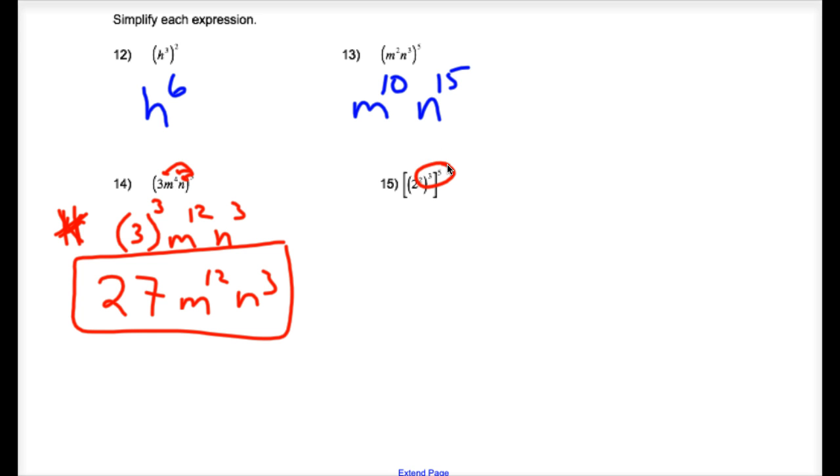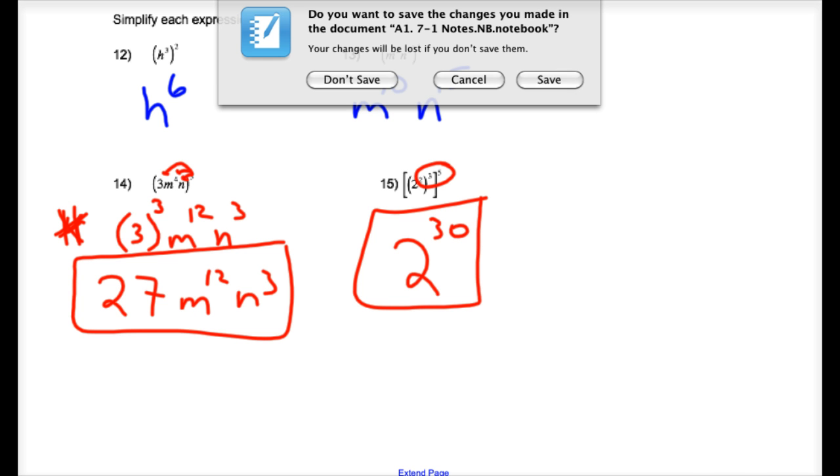Circle them. Alec, what's 2 times 3 times 5? 2 to the 30th. Do not type in 2 to the 30th in your calculator. Leave it with an exponent. It's an extremely big number. If it were like 2 cubed, you would write 8. But 2 to the 30th is too big. It's a huge number.